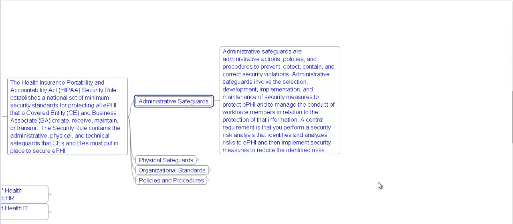Administrative safeguards are administrative actions, policies and procedures to prevent, detect, contain, and correct security violations. Administrative safeguards involve the selection, development, implementation, and maintenance of security measures to protect electronic protected health information and to manage the conduct of workforce members in relation to the protection of that information. A central requirement is that you perform a security risk analysis that identifies and analyzes the risks to electronic PHI and then implement security measures to reduce the identified risks.